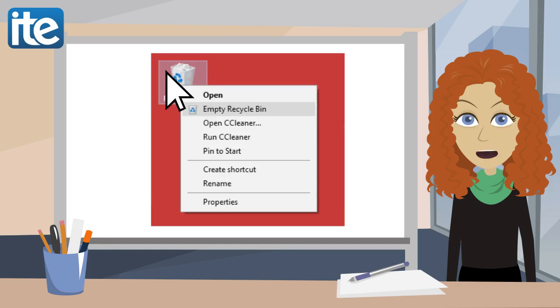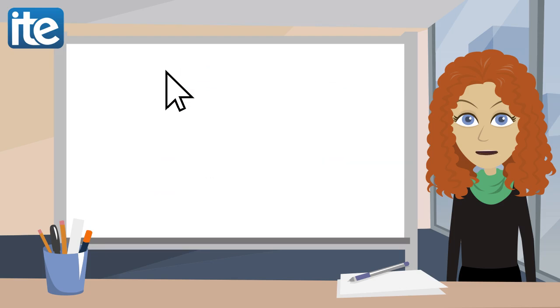To do this, select your bin with a single left click. Right-click on the bin and select Empty Recycle Bin. Confirm your choice. It is important to empty your bin because even though these items are deleted, they are still taking up space on your hard drive.